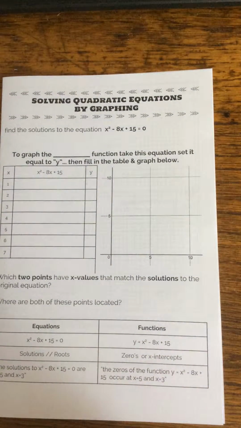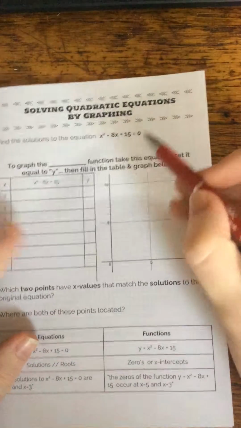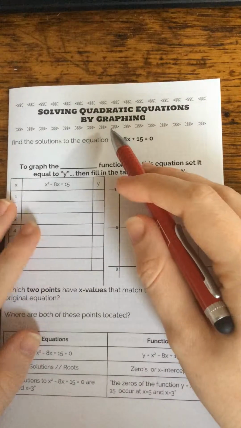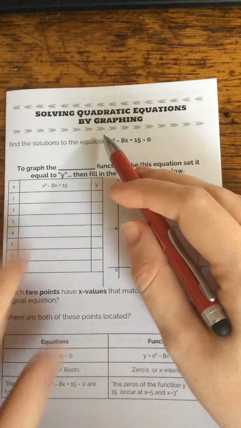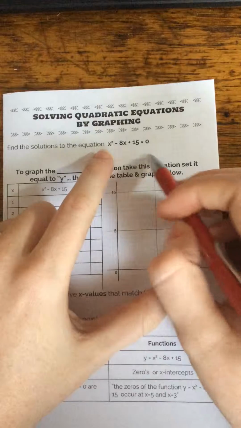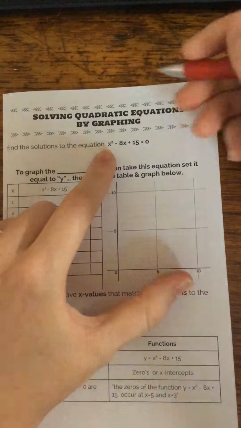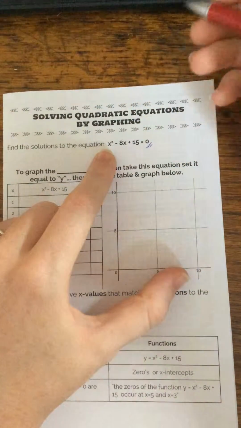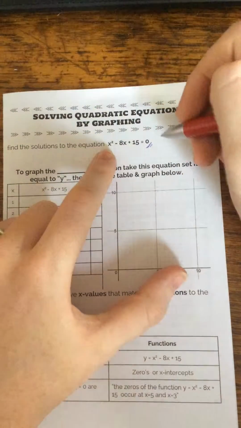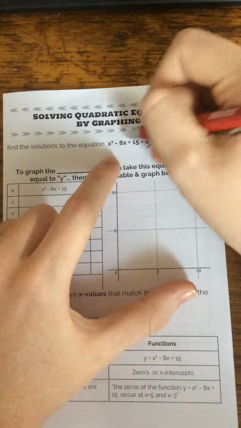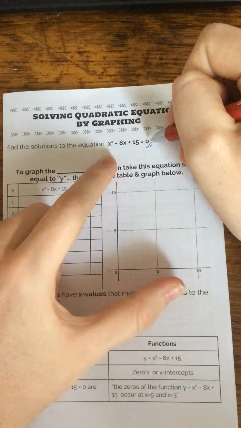Okay, we're going to talk about how to solve quadratic equations by graphing. We've already learned how to solve by factoring. So if we look at this equation, if we solve it by factoring, it's equal to 0. So the next thing we have to do is factor this equation. We're going to use the zero product property to solve this.